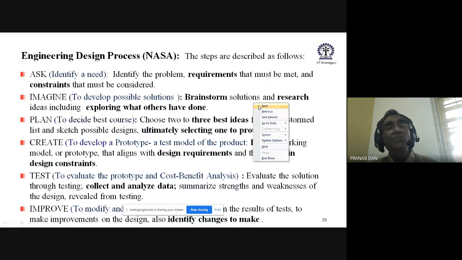Then to decide the best course to plan. Then to develop the prototype, test a model, that's create. Then to evaluate the prototype, etc., is called test. And then finally improve. That is the purpose.